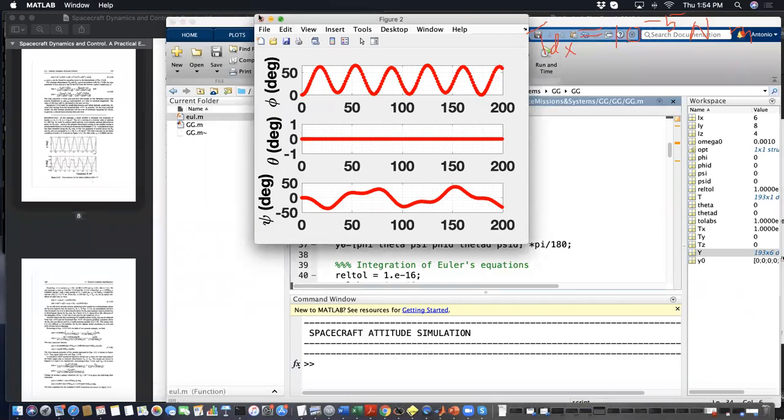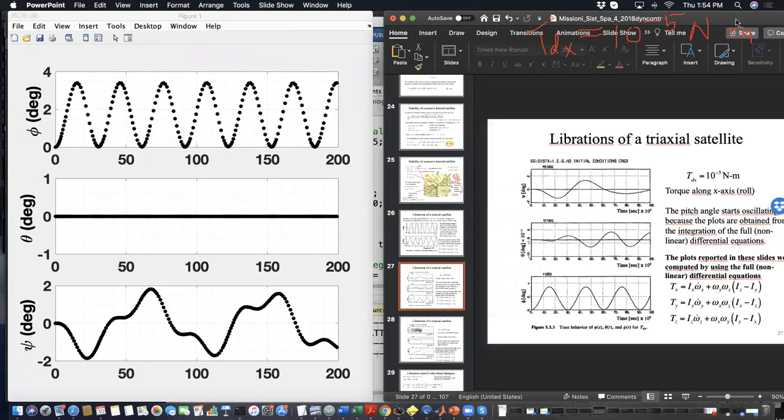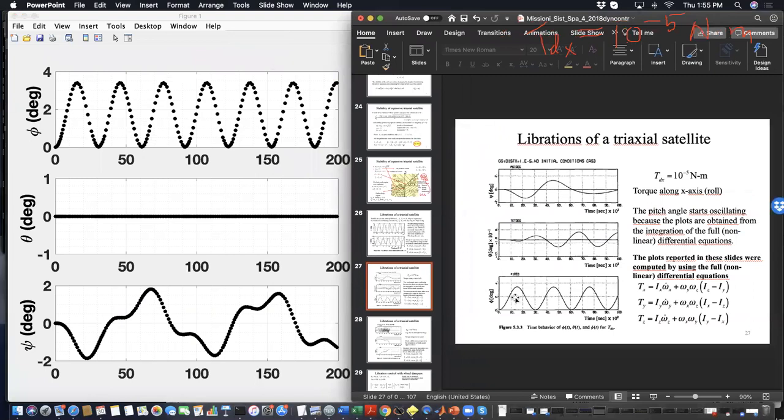So let me cancel this one. Okay, so you have to compare this one with the one. So if you have indeed t dx equal to 10 to the minus 5 Newton per meter, you have exactly the same solution if you use the full dynamical equation or not. So it means that if you have a large enough moment of inertia of the spacecraft, you are able to provide stability in the roll and pitch axis. But in the yaw axis, of course, the problem will be definitely critical.